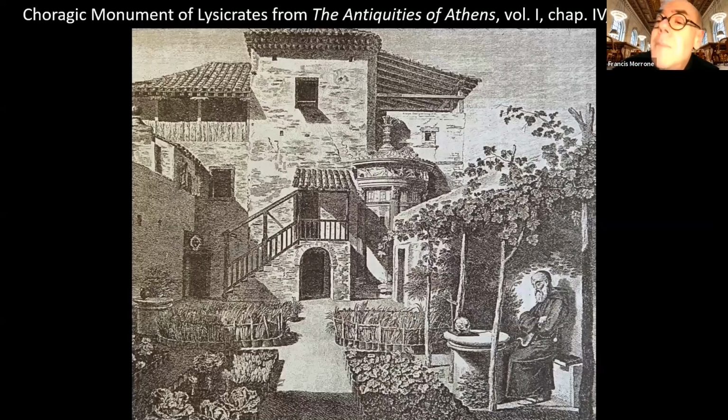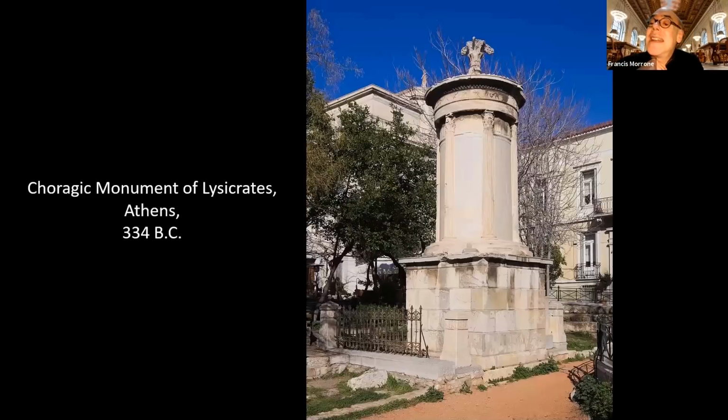And then there's the choragic monument of Lysicrates. What a great picture from the Antiquities of Athens. When Stuart and Revett visited Athens in the 1750s, it was published in 1762, but they were there in the 50s, the choragic monument was actually sort of embedded in the middle of a French monastery. And there's the sleepy-eyed monk in the front. God, what a great picture this is. But this is what it looks like today. The monastery's gone, but the choragic monument is still there.